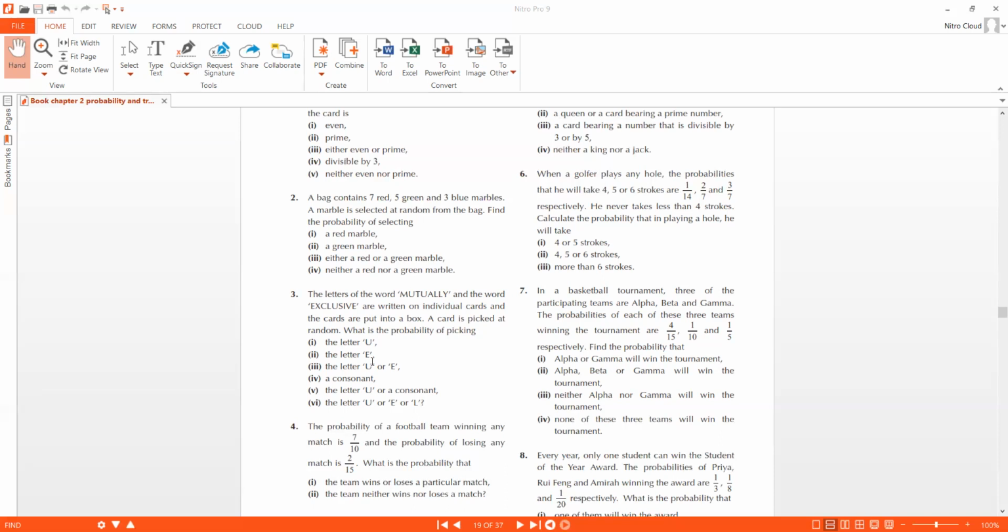And a consonant. What does it mean, a consonant? 1, 2, 3, 4, 5, 6, 7, 8, 9. 9 out of 17. And what are the consonants available over here? M, T, M, T, L, L, L, X, L, X, X, T, C, L, L, S, I, V. I is not a consonant. A, E, I, O, U. I can't do it wrong.